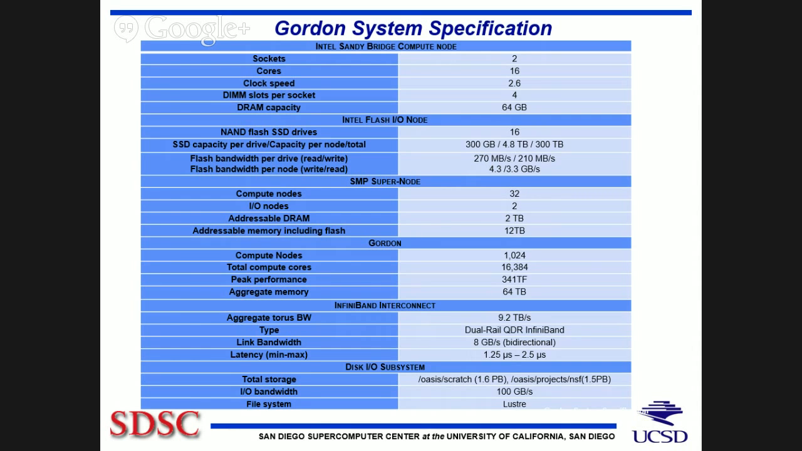And those are the gory details. I think the only thing I want to mention is we have 64 gig of RAM per node, so it works out to 4 gigs per core, and 300 gigabytes of SSD, as I mentioned. And it's dual QDR on the InfiniBand network.